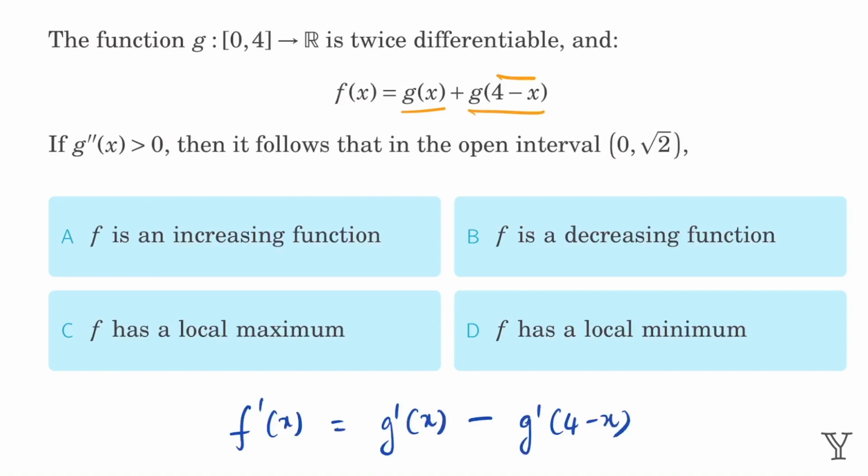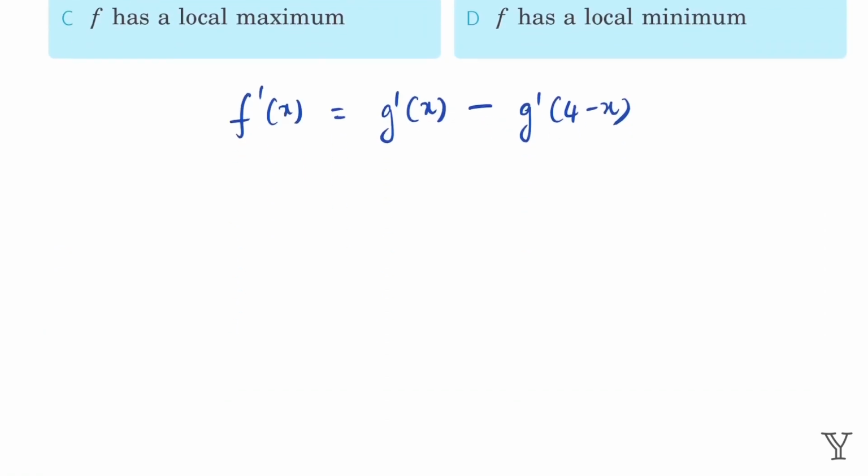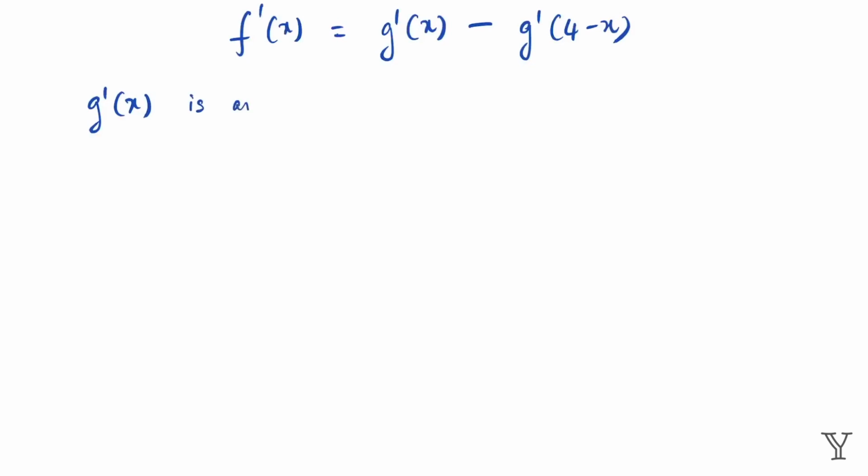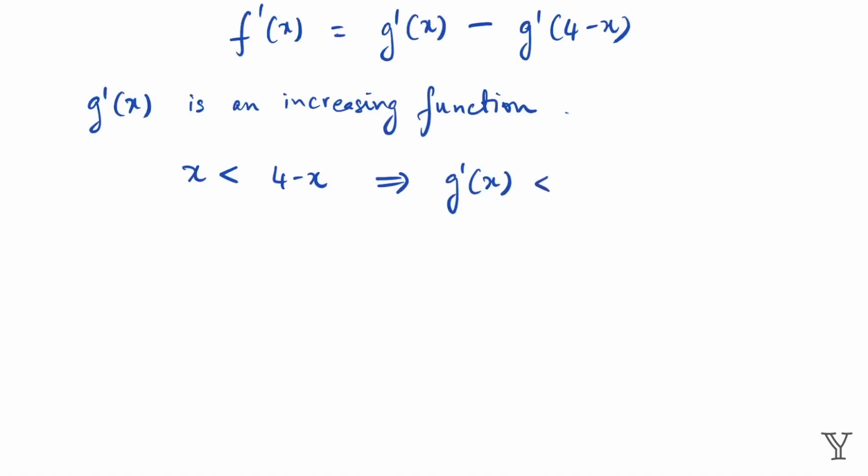The problem does not give us any information about the sign of g dash x. However, it does tell us that g double dash x is greater than 0. This tells us that g dash x is a strictly increasing function. We can therefore apply the definition of an increasing function that we just recalled to g dash x. That is to say, if x is less than 4 minus x, then g dash of x is less than g dash of 4 minus x.